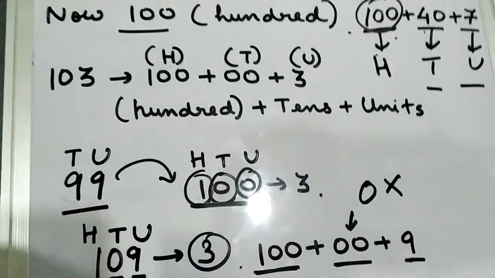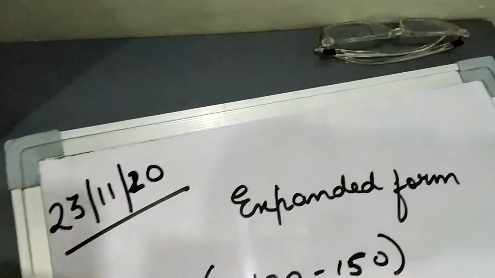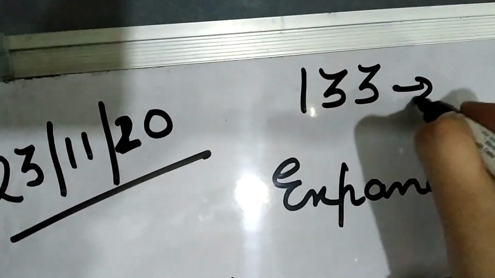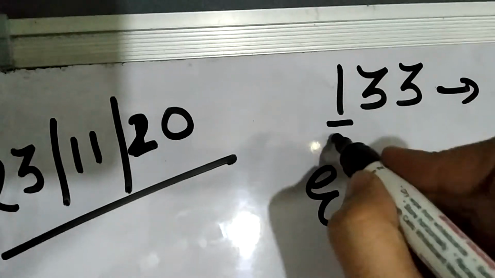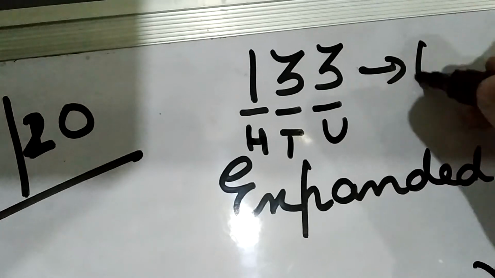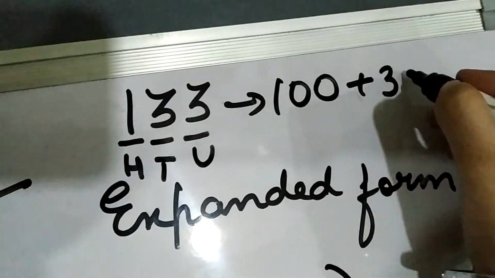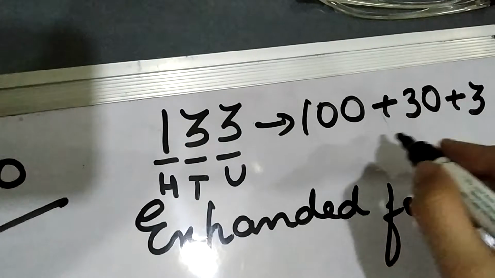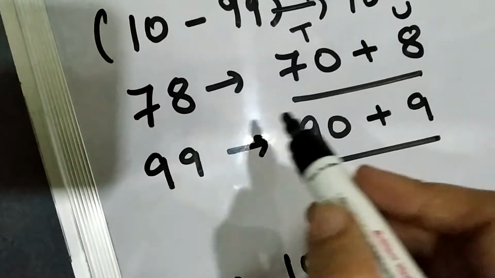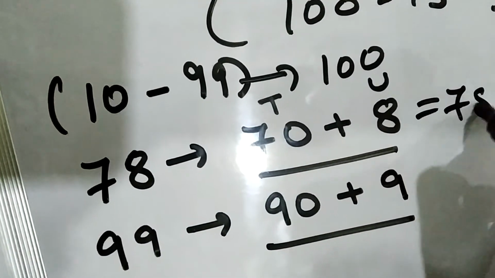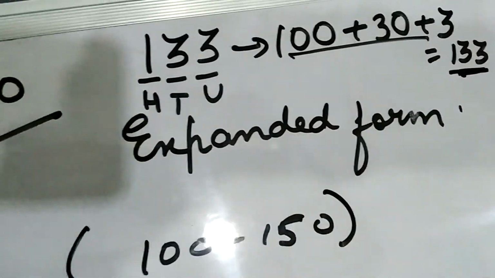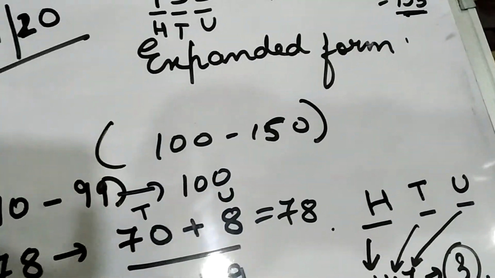For your convenience, I am going to solve one more for you, and that would be the last one. 133. How are we going to write it? You all know this is the hundreds position, this is the tens position, and this is the units position. So 100 plus 30 plus 3, and when you add it, you will get 133 only. That's what was taught to you, like 78 was 70 plus 8 equals 78. When you add these numbers, you get the number itself. So that's all for today. That's the topic. Thank you, class.